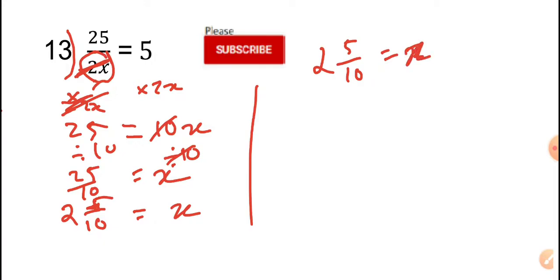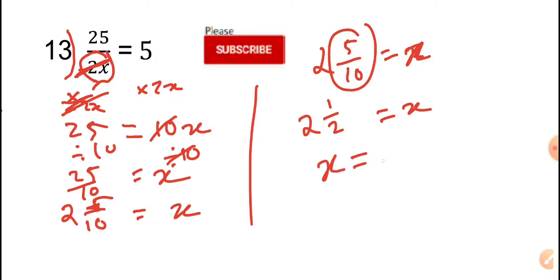A lot of times students make a mistake and don't realize they can simplify this. You can divide them both by 5. So 5 divided by 5 is 1, and 10 divided by 5 is 2. So the answer is 2.5. Finally, x is equal to 2.5.